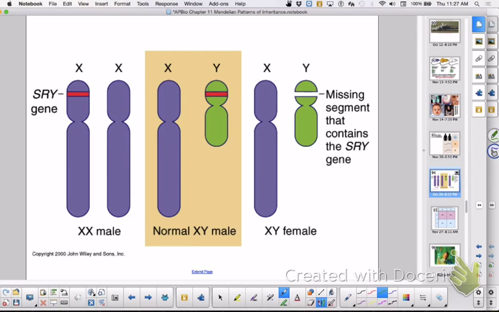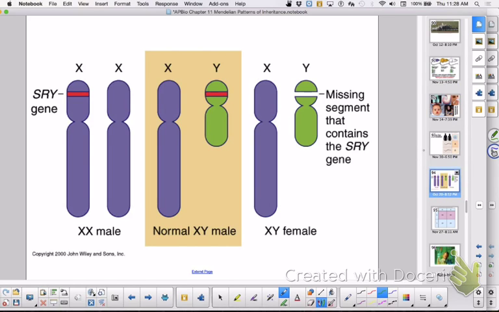So in this first case over here, we have 2 X's. So you would think female, but maybe due to translocation or just any kind of crossing over, you picked up the SRY gene. If you pick up the SRY gene, even though you are XX, would you have a Barr body? If you're XX, yes, you would have a Barr body, right? You would still express yourself as male due to the SRY gene. This would be a normal male. You have the X, and you have your SRY gene that would normally be found on your Y chromosome.